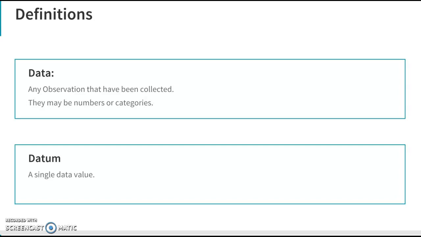If we looked at eye color, I got everybody's eye color, then every color that I have collected, that's going to be data. And that's going to be a type of category, because it would be color. Now, if I looked at one person's height or one person's eye color, so that'd be one single data value, that would be a datum.